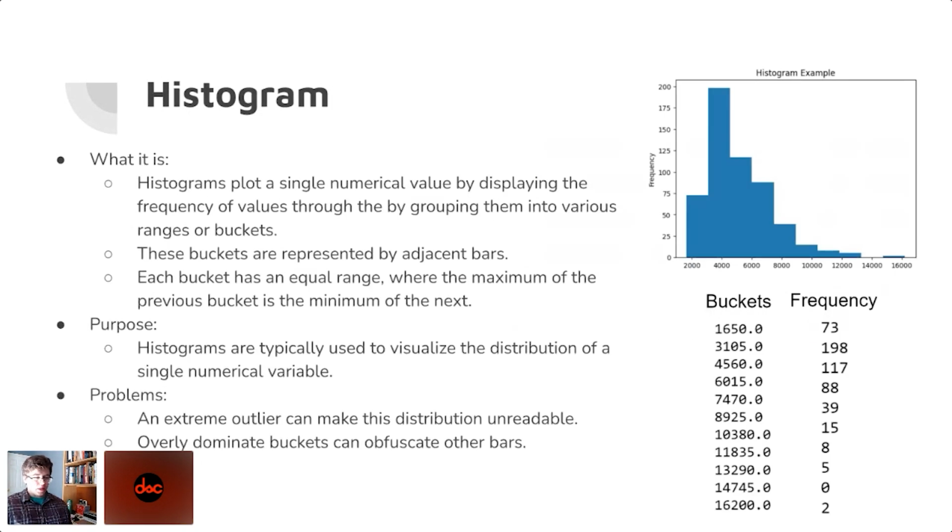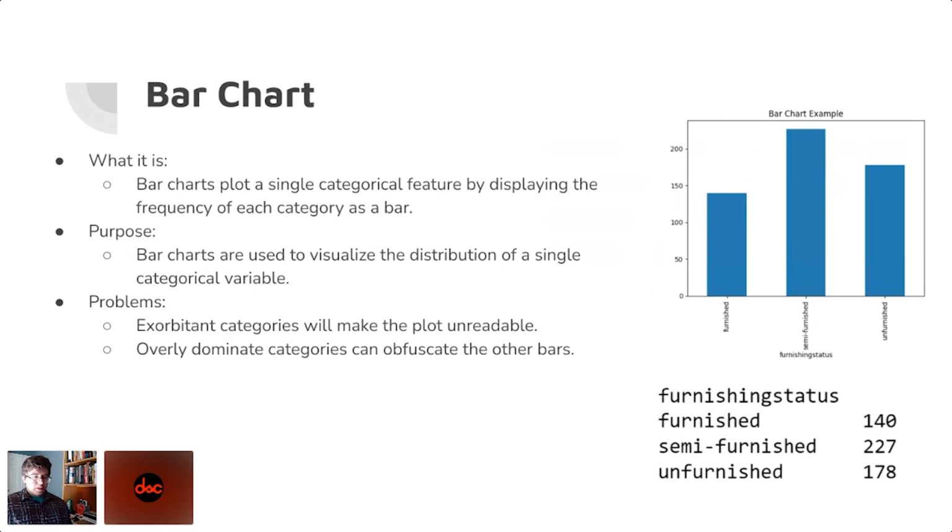The first technique I'd like to get into is a histogram. A histogram is essentially a frequency diagram for one particular numerical variable, where the values are grouped into buckets, demonstrated in the bars over here. Histograms can be very useful in visualizing the distribution of a single numerical variable. However, you have to keep in mind that outliers or dominant buckets can obfuscate your graph.